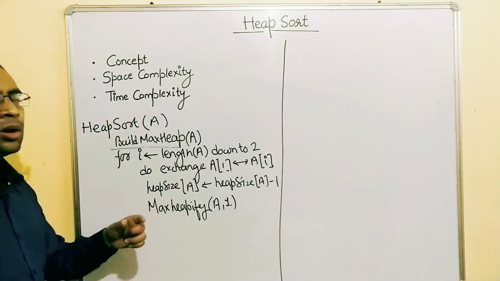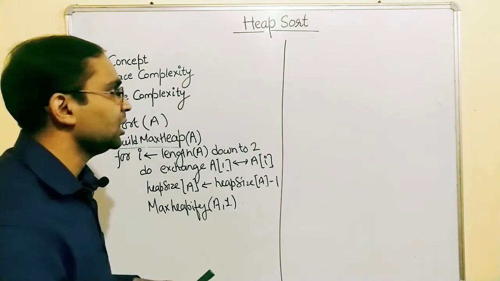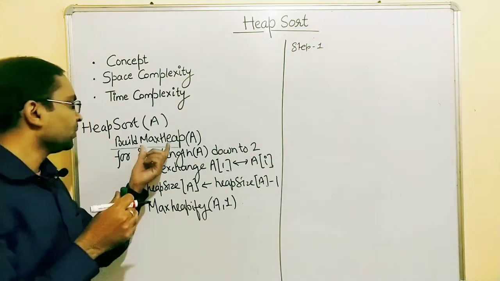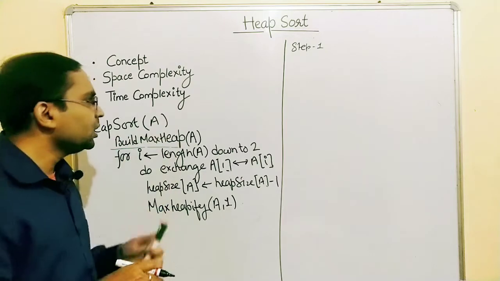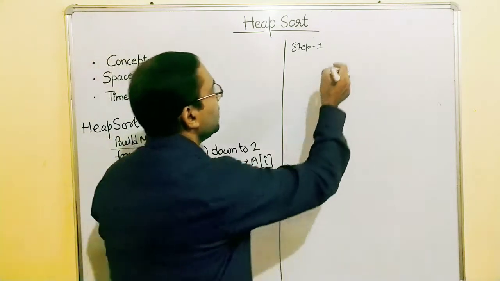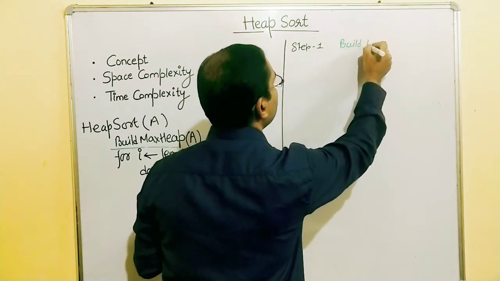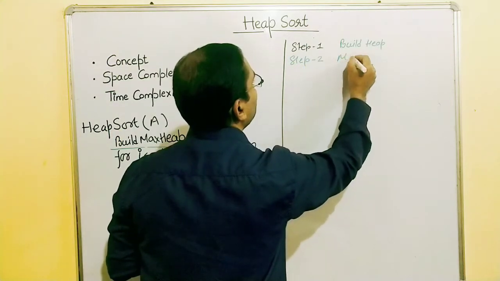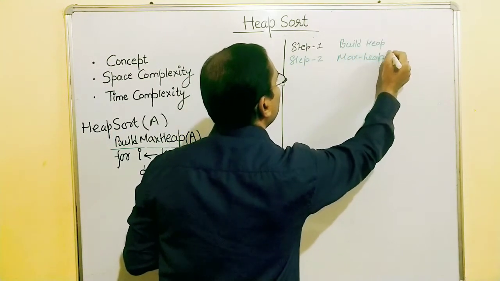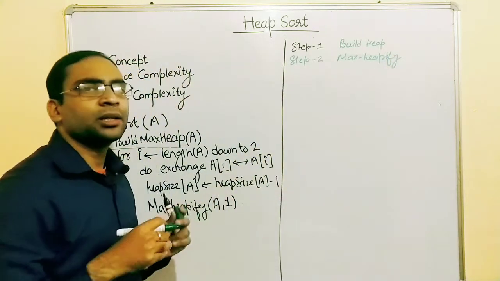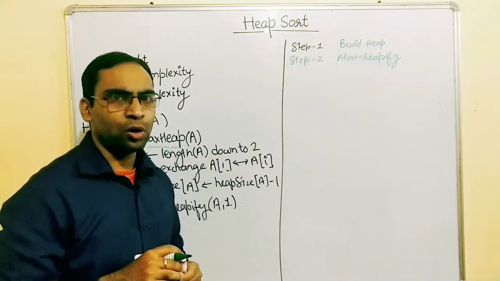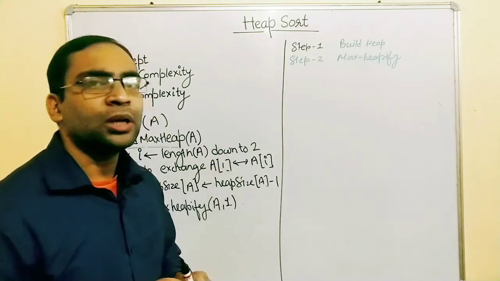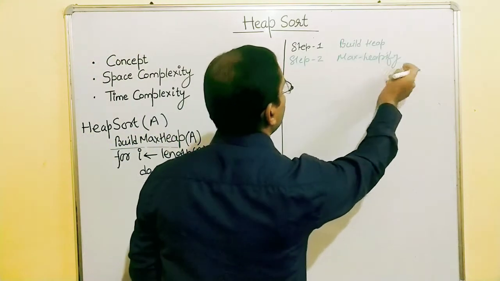Let me rewrite this algorithm into very simple steps. Step number 1 is build max heap. In that, I'll divide this step into two parts. Part number 1, build heap. So I'll simply build a heap, and in part number 2, max heapify. I'll show you with an example what we mean by max heapify. Max heapify is the property that we need to keep in that heap.